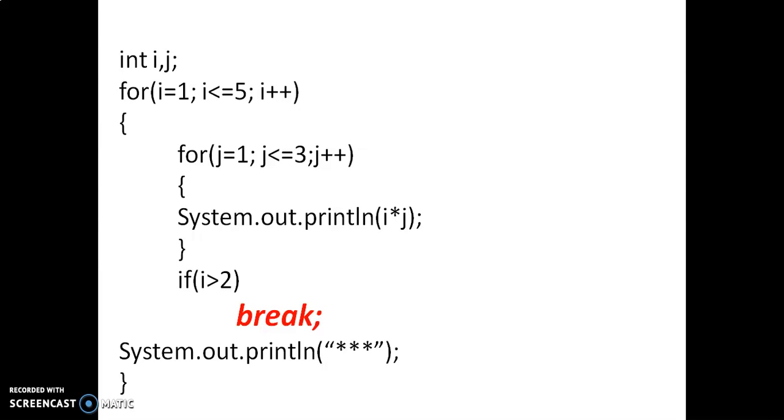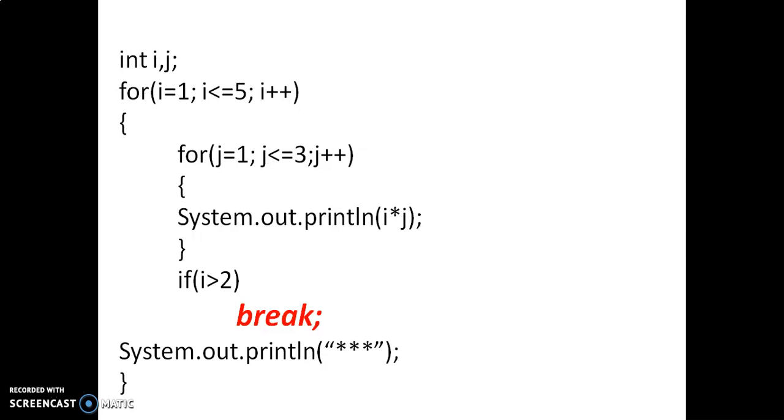There is an outer loop, and inside it an inner loop. In the inner loop, there is an SOP statement printing i into j. As part of the outer loop, there is one if statement: if i greater than 2. Whenever i's value becomes greater than 2, that is 3 and so on, at that time break will work.